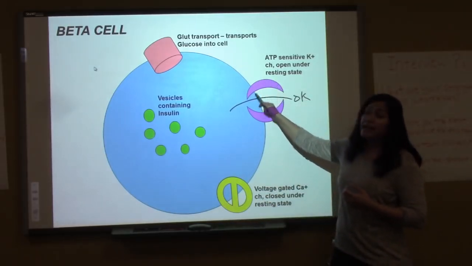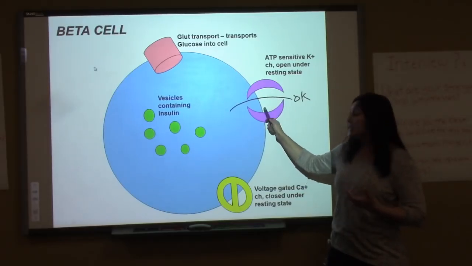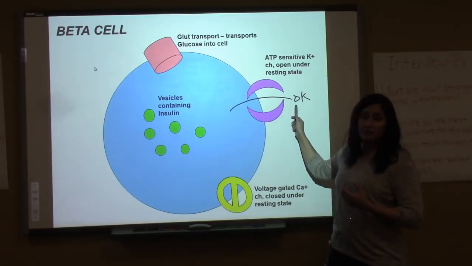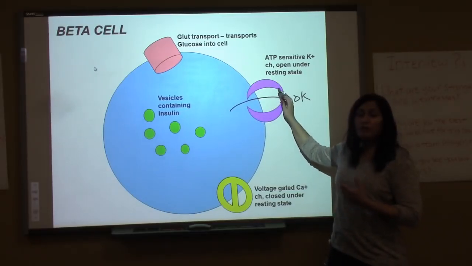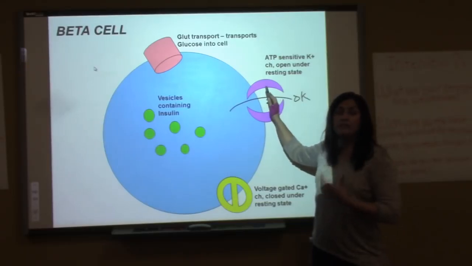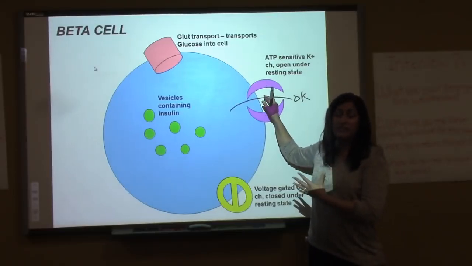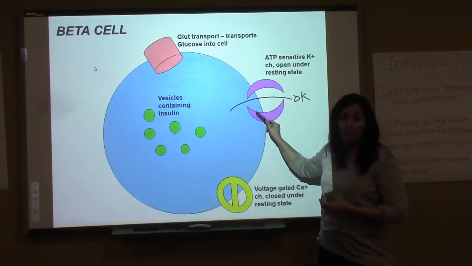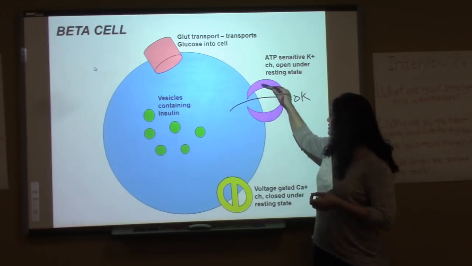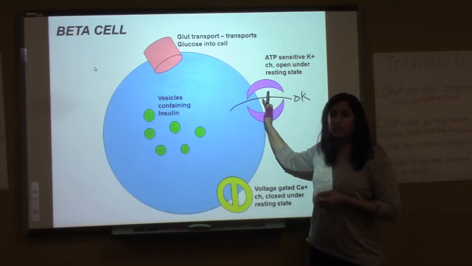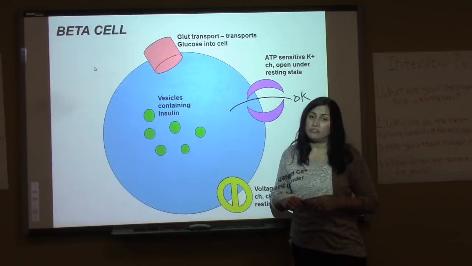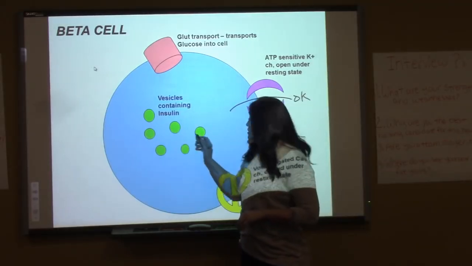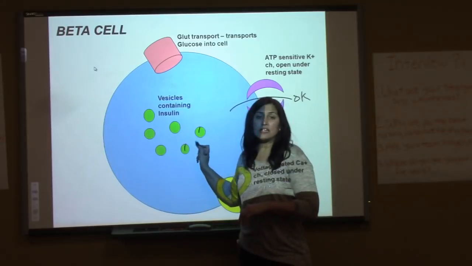I forgot to say, this is the ATP-sensitive potassium channel. As I said, during rest, this channel is open, allowing potassium to leave. But why do you call it ATP sensitive? Because the state of the channel is dependent on the levels of ATP. When you have low levels of ATP, this channel is open. When you have high levels of ATP, this channel closes. And when this channel closes, potassium will no longer be able to leave the cell. And the beta cell contains vesicles, and these vesicles contain the hormone insulin.